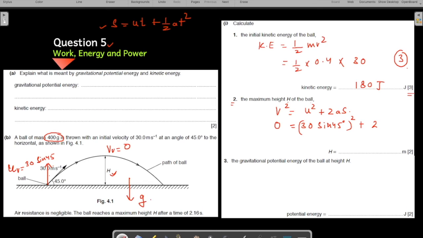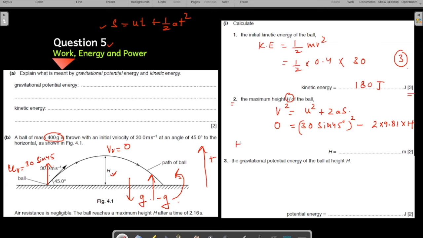Acceleration is negative because it acts towards the surface of the earth, but here we are taking everything in the upward direction as positive. So G, you'll have to convert it the other way around, and it becomes minus G. So here you'll take 9.81 with a negative sign, times the height h. This is the height h that you have to calculate.